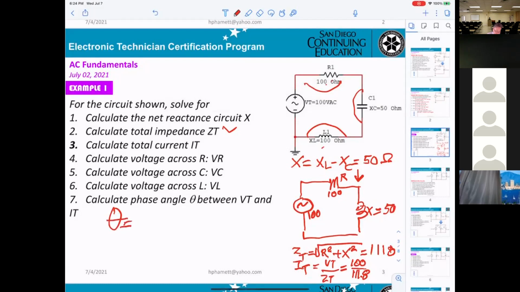Mike, did you get 0.89 for the current? Yeah, I did. Who remembers the formula to calculate the phase? Tan inverse of what? I believe I divide XL by R. Yeah, that's going to be 50 over 100, and then arctan. Equal how many degrees? Is it 45 or what?